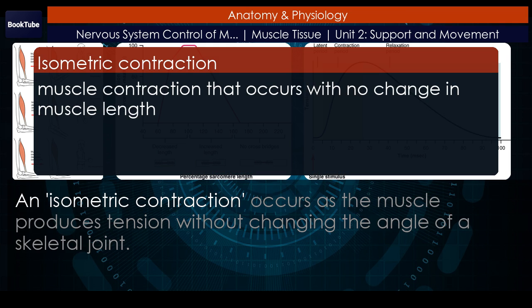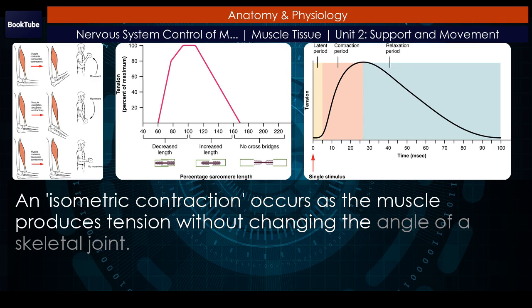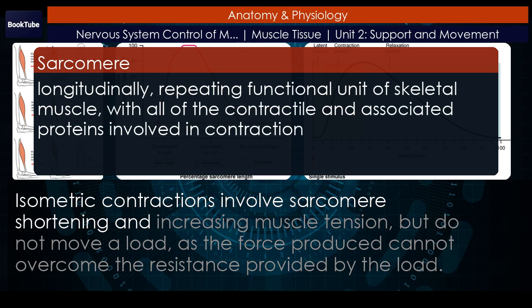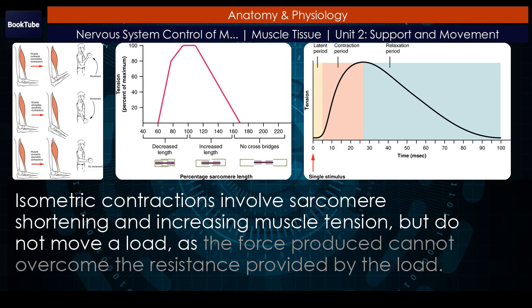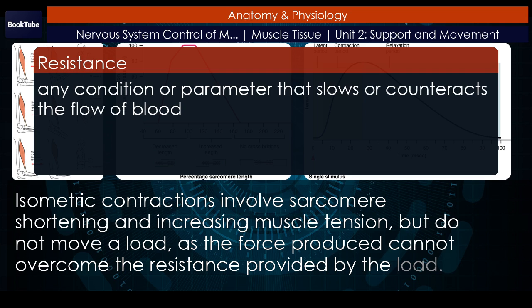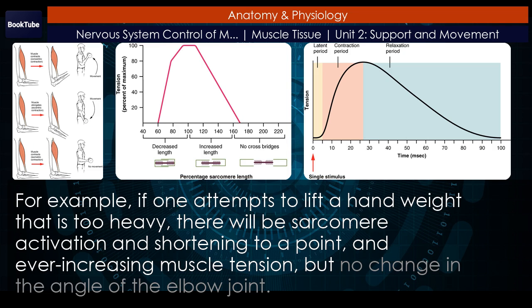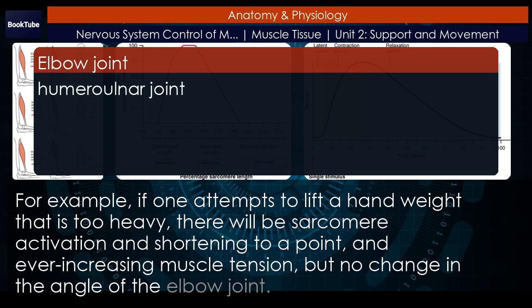An isometric contraction occurs as the muscle produces tension without changing the angle of a skeletal joint. Isometric contractions involve sarcomere shortening and increasing muscle tension, but do not move a load, as the force produced cannot overcome the resistance provided by the load. For example, if one attempts to lift a hand weight that is too heavy, there will be sarcomere activation and shortening to a point, an ever-increasing muscle tension, but no change in the angle of the elbow joint.